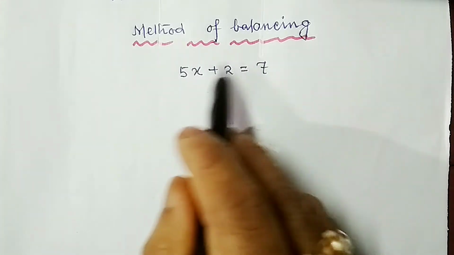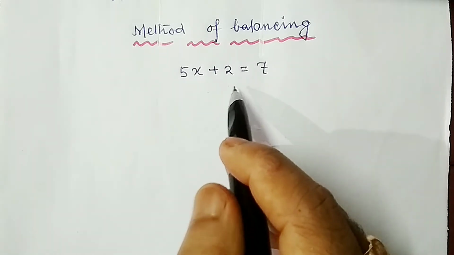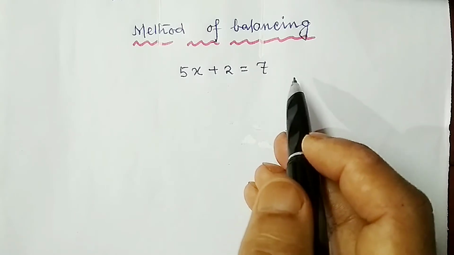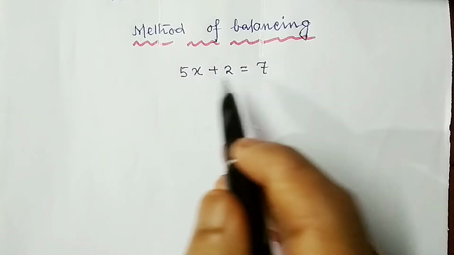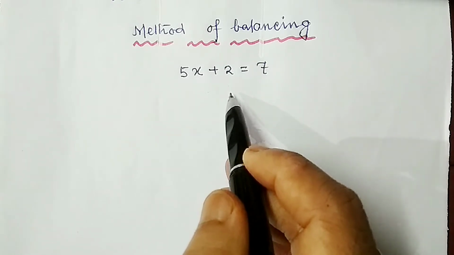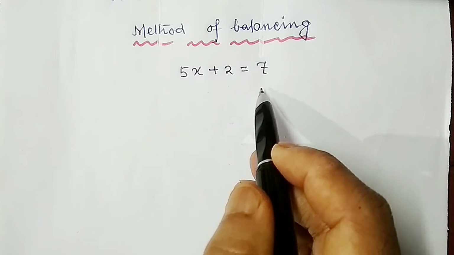Suppose this is the equation 5x plus 2 equal to 7. In this method, depending on the need, we can add the same number to both sides of the equation. If needed, we can subtract the same number from both the sides. And not only addition and subtraction, if required, both the sides can be multiplied or divided by a non-zero number.